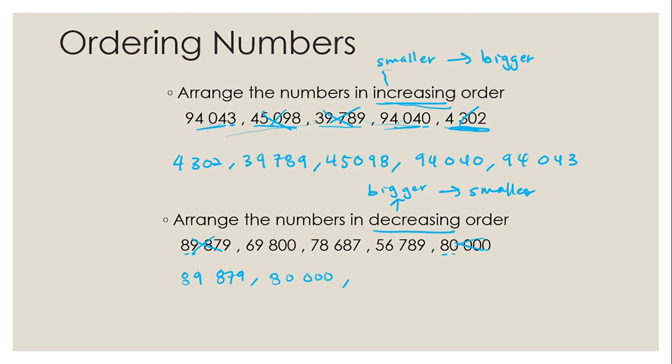Okay, now we're done with this. We discard that. We are only left with 3 numbers here. Among these 3 numbers, which is the biggest? This is the biggest, so we put the biggest one. Then we're done with this. Between these two numbers, which one is bigger? 69,000 is bigger, so we put 69,000. And then we're left with this one. This is the last one. So this is it. This is your answer.